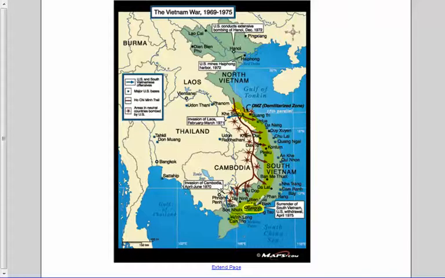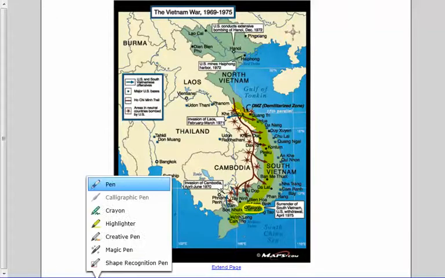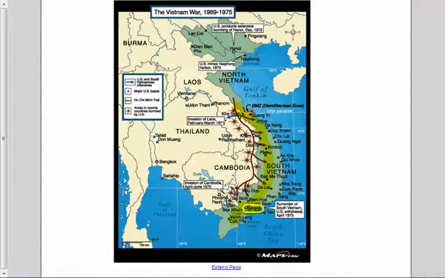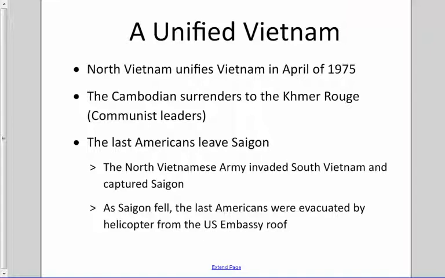Saigon, your capital city of Saigon. That is what they want to take, because if you can take Saigon, that is the capital city, that is the city that everyone sees as your political center. If you can take that, you win the war. So they're really looking for a unified Vietnam. The North Vietnamese don't want a North Vietnam and a South Vietnam, they want a Vietnam.